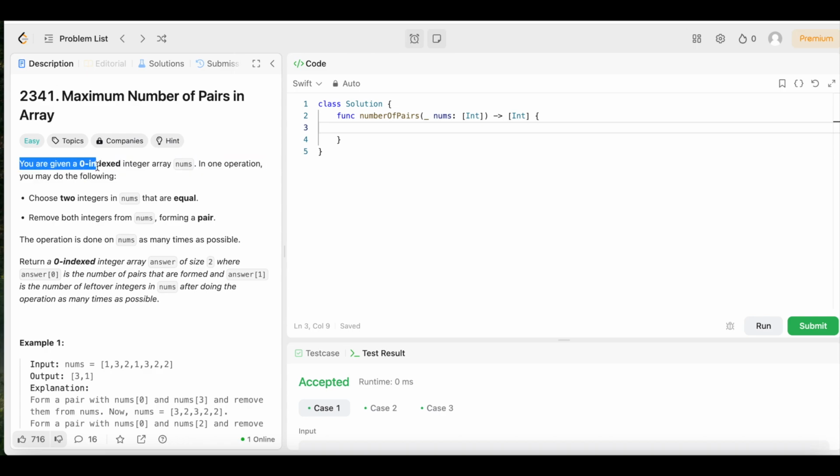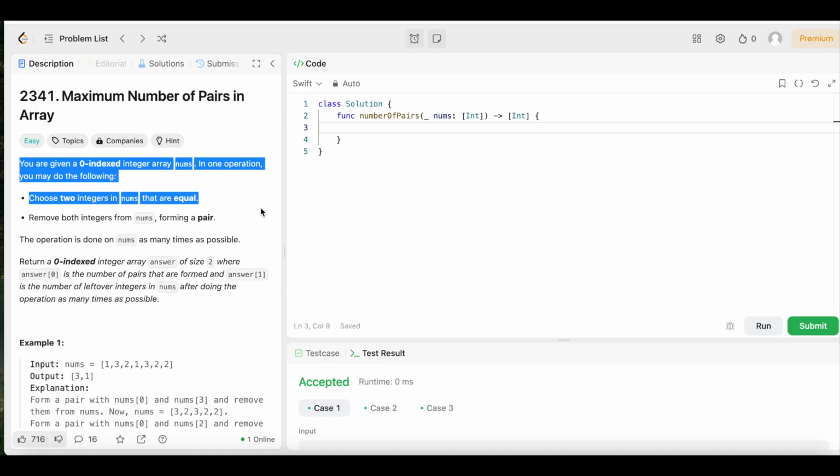Now let's see what the question says. You are given a zero-indexed integer array nums. In one operation, you may do the following: choose two integers in nums that are equal, and remove both integers from nums, forming a pair. The operation is done on nums as many times as possible.